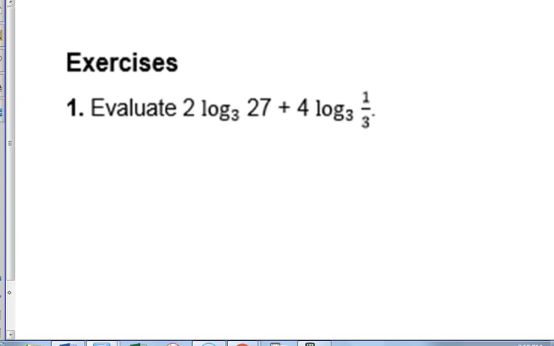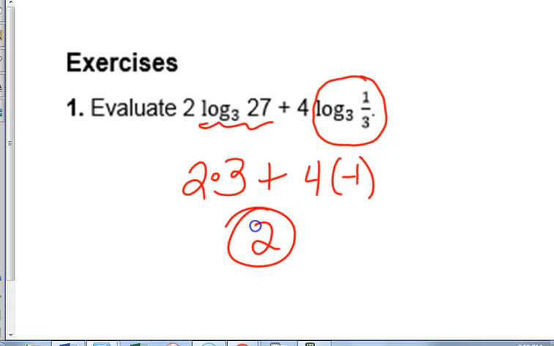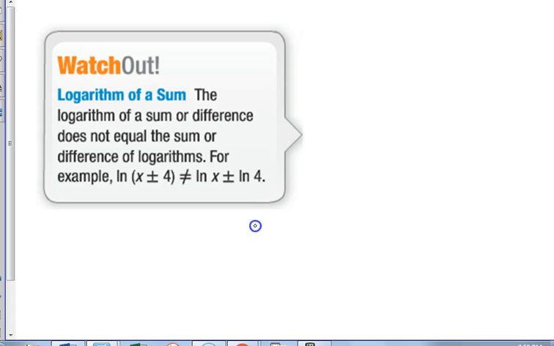Okay, what did we come up with here? Log 3 of 27 was 3 to what power is 27? Taysir, do you know this one? 3 to what power is 1/3? Good job. 4 times -1. Anybody get an answer? 2. Okay. Hey, we all got it. Oh, that was great.